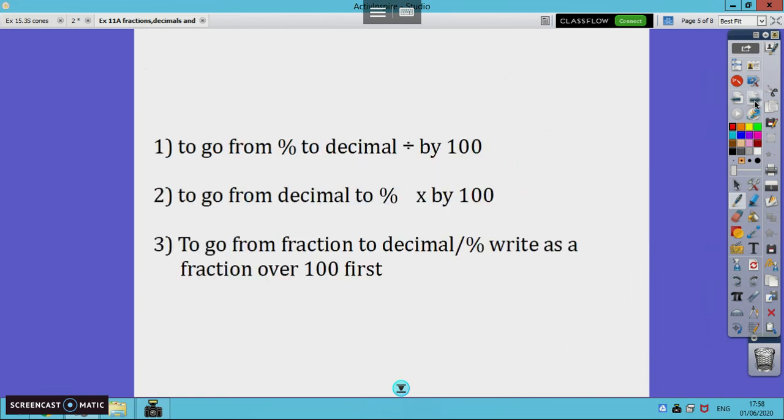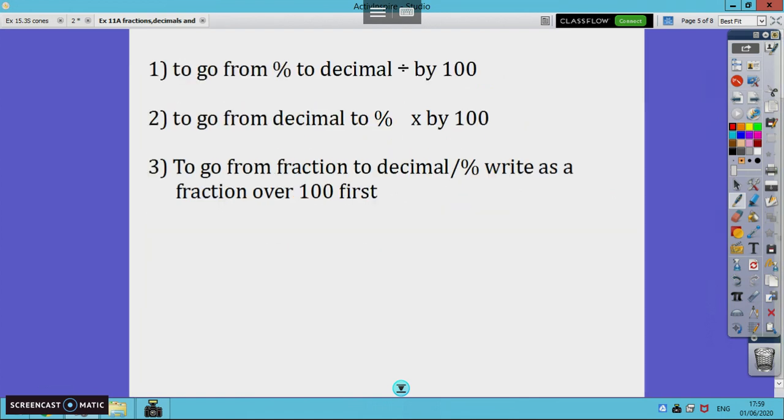So few notes here for you to write down. This is something that you can put in that nice highlighted bubble or in that box that we draw usually. Okay, so number 1, to go from percentage to decimal, you divide by 100. To go from decimal to percentage, you times by 100. And to go from a fraction to a decimal or percentage, you need to write it as a fraction over 100 first. Let me show you again.